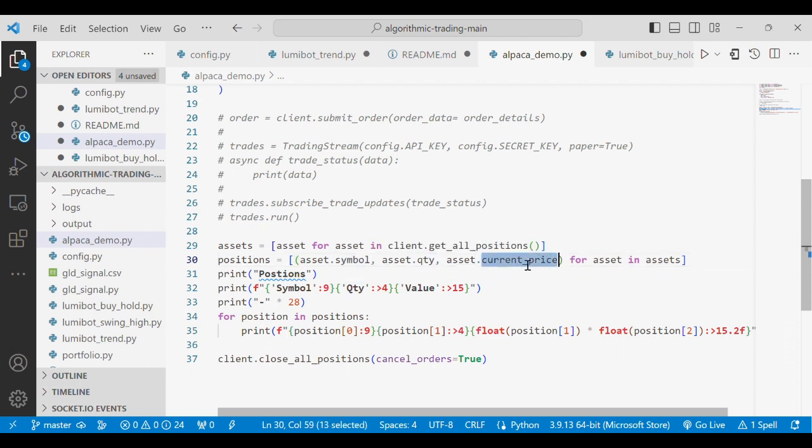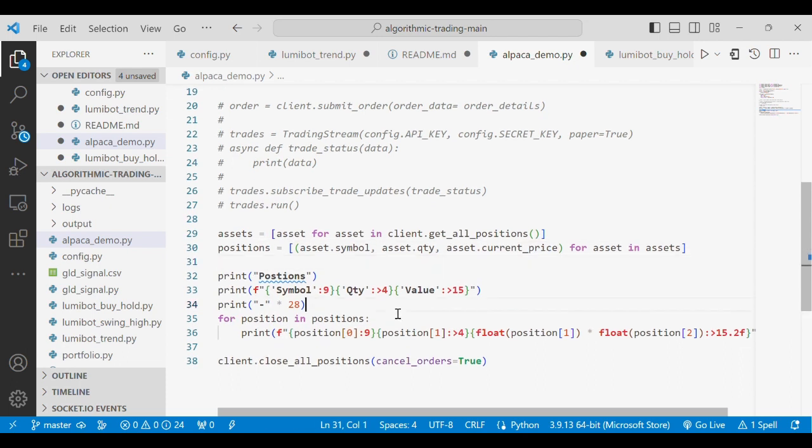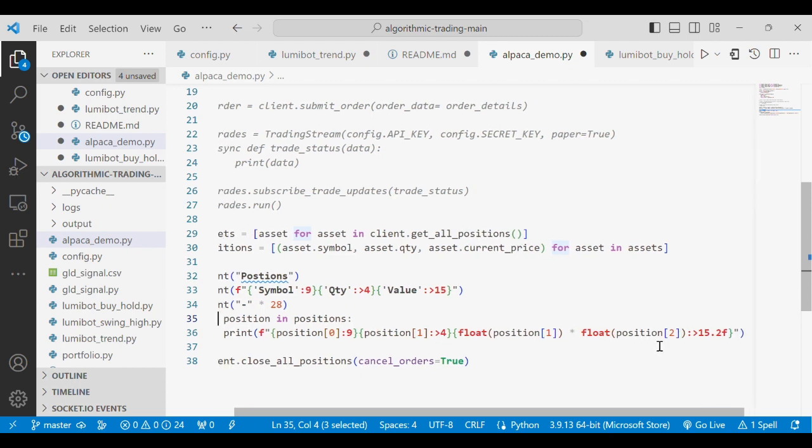Then we have printed the positions from line number 32 to line number 36. So basically what we have done, we have printed a table header, and then using the for loop we have iterated through each and every position. Then we have printed the symbol and quantity, and we have also calculated the position value.